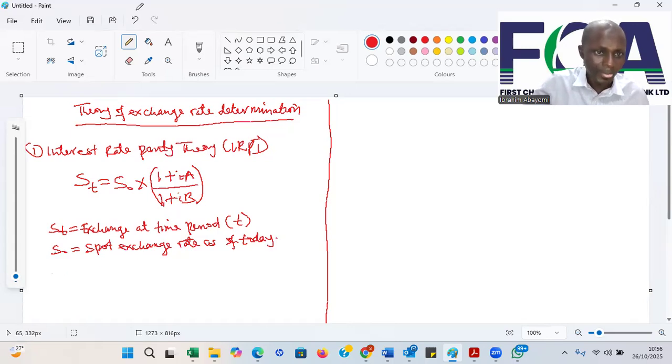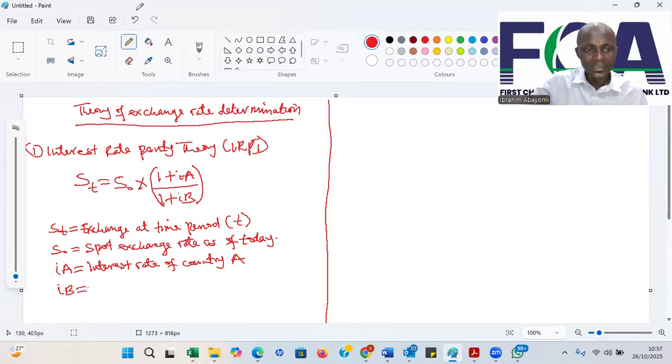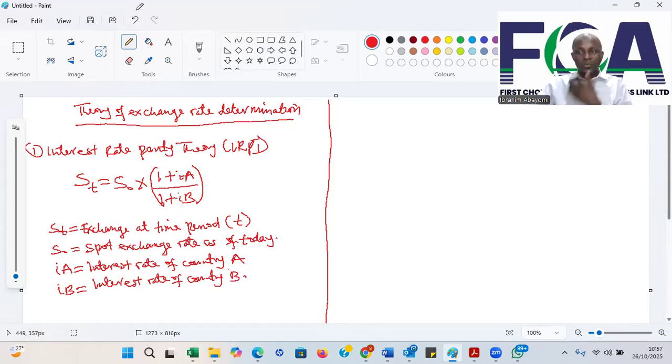Spot exchange rate as of today. Then IA is the interest rate of country A. Then IB is the interest rate of country B. Now, we want to use this formula.